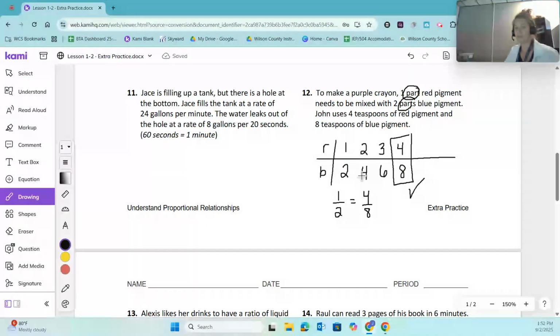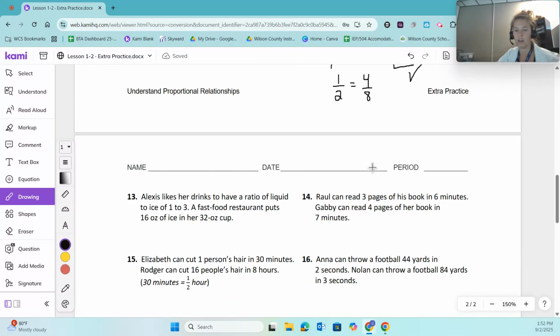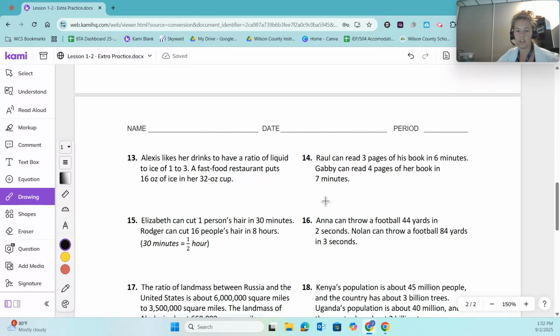Okay, sometimes tables are easy to use, and sometimes they get a little bit confusing with halves and it doesn't equivalently go through, but that is another way to take a look at those. Okay, you can try these next 4 using any of the ways that we've talked about so far.